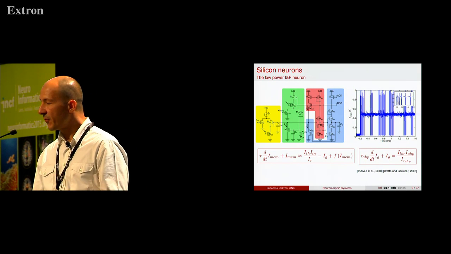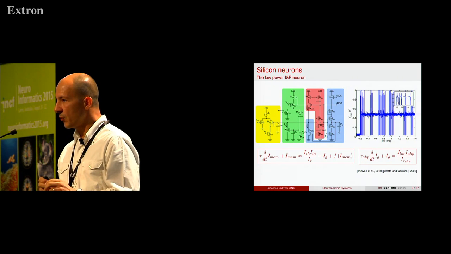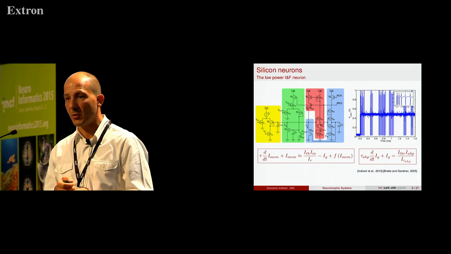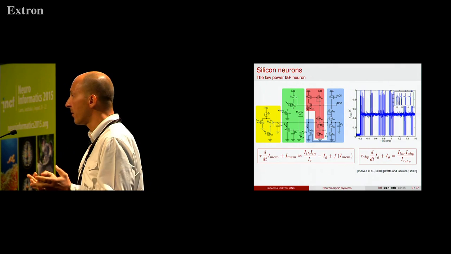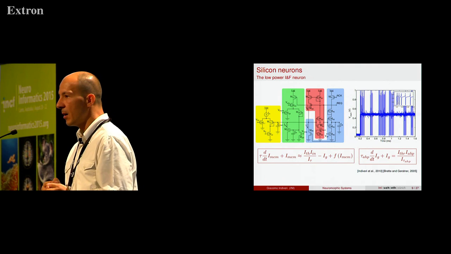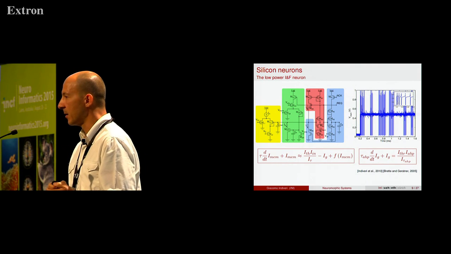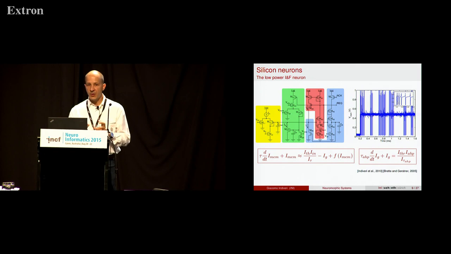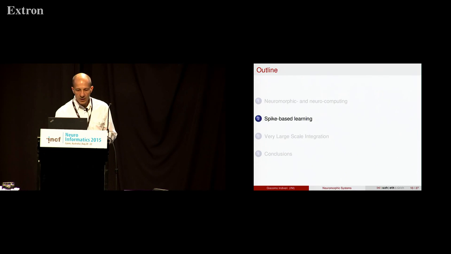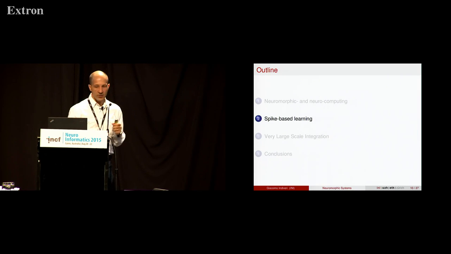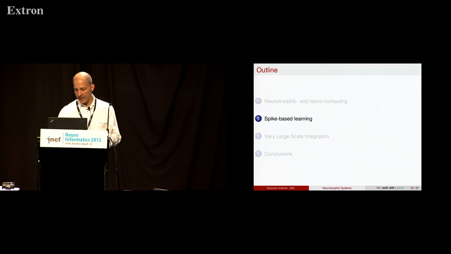So we now have circuits that we can use to implement synapses, circuits that we can use to implement neurons. We can really build large neural networks. But the interesting thing that's in the title of this talk is plasticity. How can we put together these circuits and include plasticity to reproduce interesting computational properties? So I'm going to quickly go over the spike-based learning idea and framework.